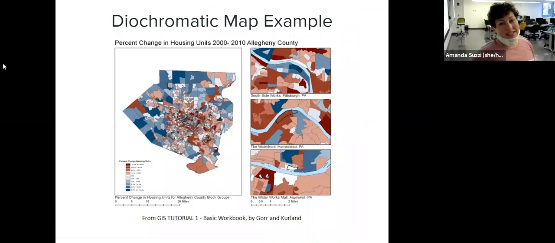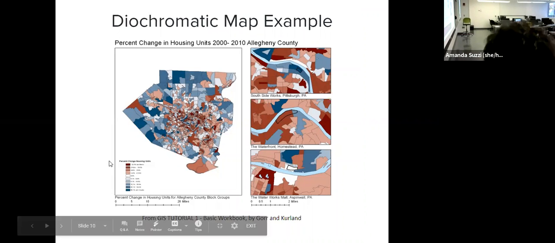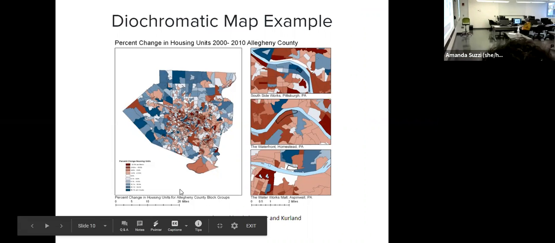All right. So this is a diagrammatic map. This goes both directions into, I don't know if it's positive and negative numbers. Usually they're positive. Yeah, okay. So they have positive and negative. Once again, the legend should be flipped because red is negative.